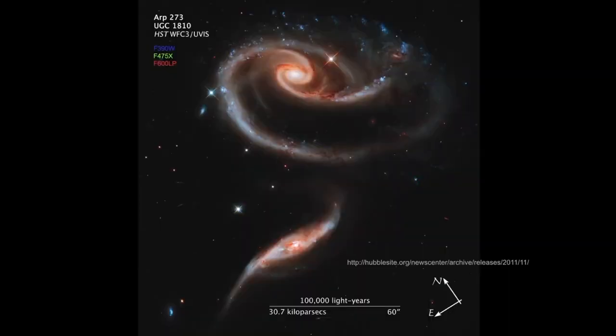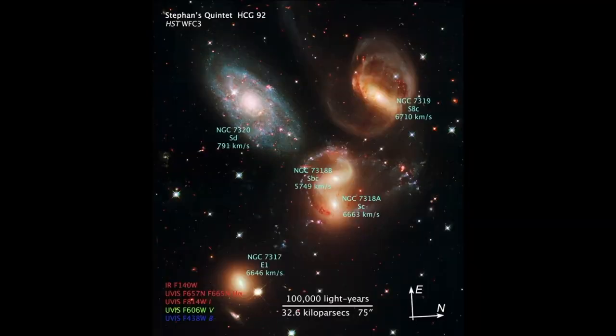And here's ARP-273, sometimes called the Rose, which is an enormous, beautiful-looking interacting pair, and we can see that the Hubble Space Telescope image can certainly bring out the more interesting aspects to it. And this is Stephan's Quintet, which is actually four interacting galaxies, and the bluish one is in the foreground. But the four interacting galaxies are certainly having an extreme interaction with respect to each other.